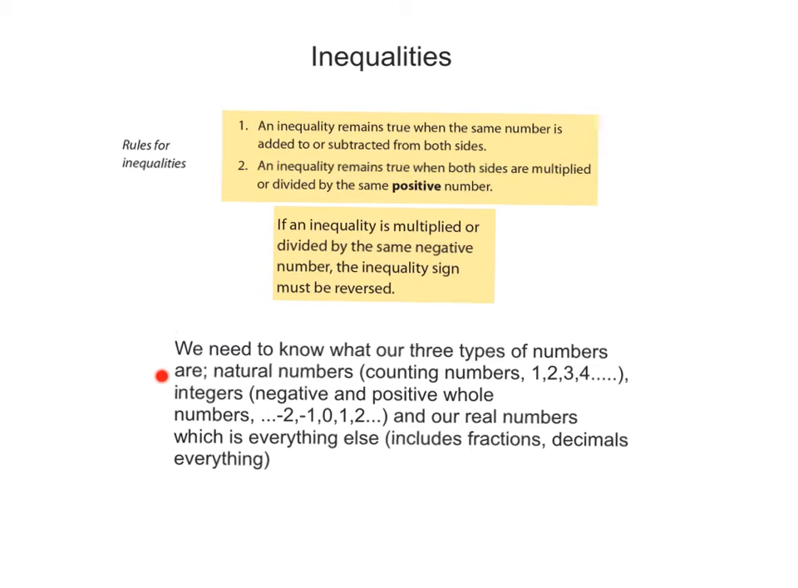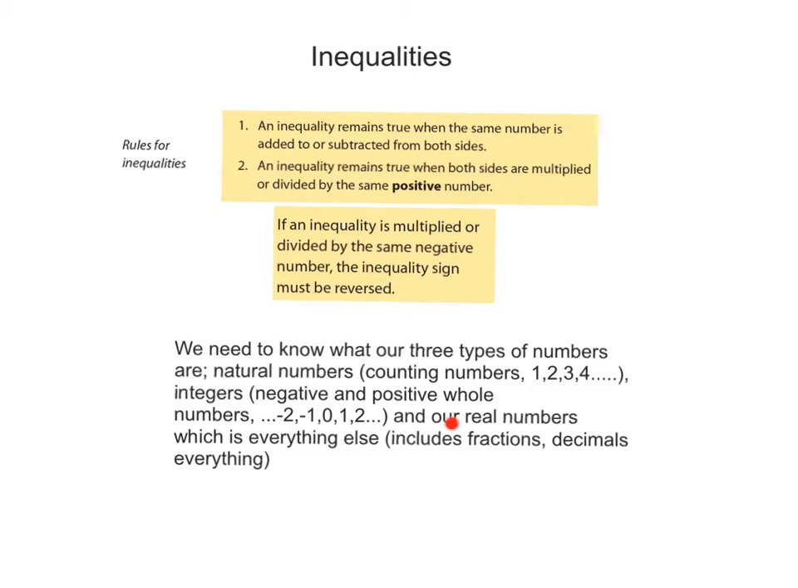Now, what we need to know are our types of numbers. For example, our natural numbers, remember they're counting numbers: 1, 2, 3, 4, 5, 6, all the way up, and it keeps on going. Then we've got our integers. They're the negative and positive whole numbers, like all the minus numbers, 0, 1, 2, 3, 4, all the way up. So there's our integers and our natural numbers. They're two things we learned about in first year.